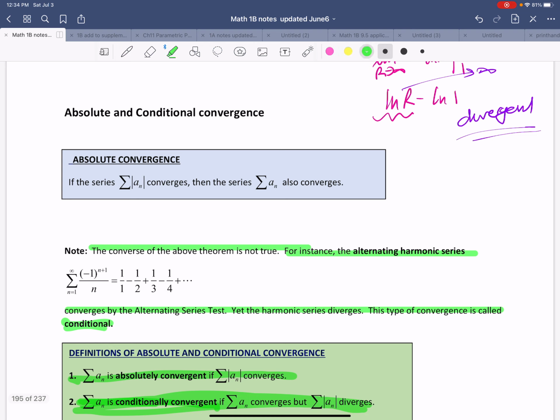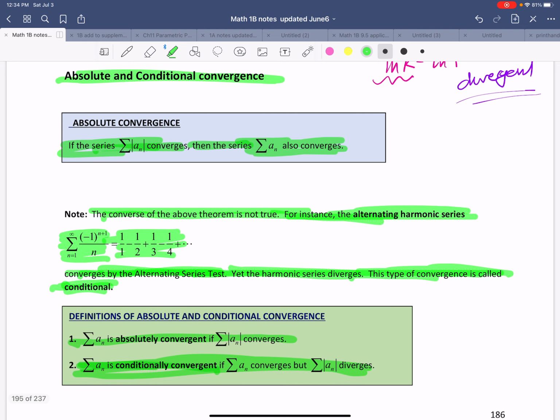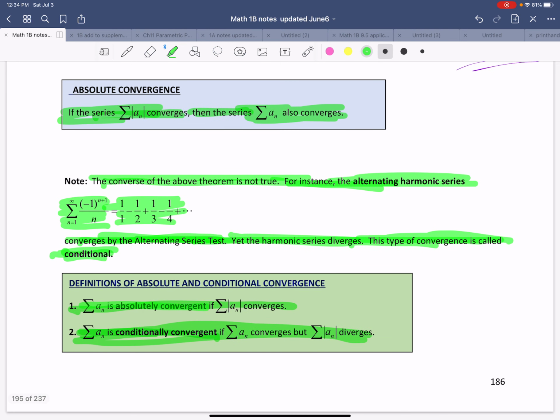Absolute and conditional convergence. Absolute convergence: if the series summation of the absolute value of a(n) converges, then the series summation of a(n) also converges. So if the absolute value of a(n) converges, then the series also converges. The converse is not true. For example, the alternating harmonic series. We just saw that the alternating harmonic series converges, but the series of its absolute values, the harmonic series, does not converge. That one is divergent. This type of convergence is called conditional convergence. a(n) is absolutely convergent if the absolute value of a(n) converges; a(n) is conditionally convergent if the absolute value of a(n) diverges.